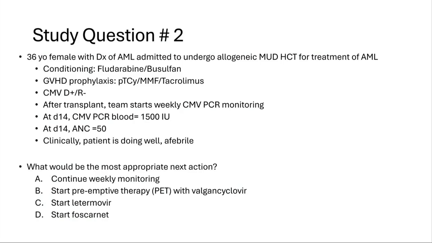And what is the issue with foscarnet? Kidneys, exactly. So the correlation that you will remember for foscarnet is nephrotoxicity, essentially 30% of patients will develop nephrotoxicity. However, taking into account that the patient is early post-transplant, has CMV reactivation, and has not engrafted, the right choice here would be to start foscarnet. So let's go nuclear.